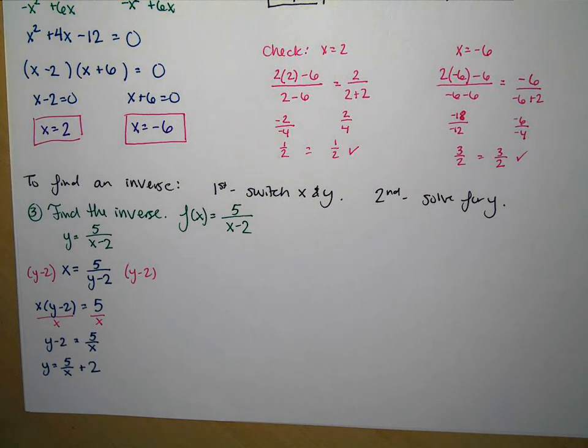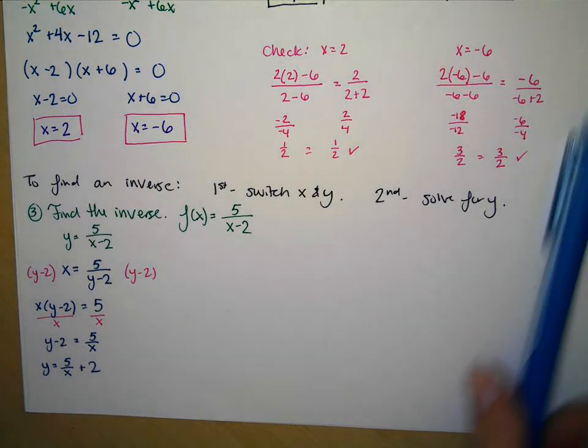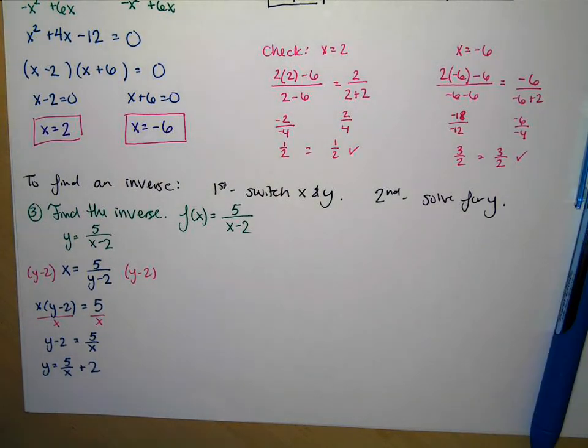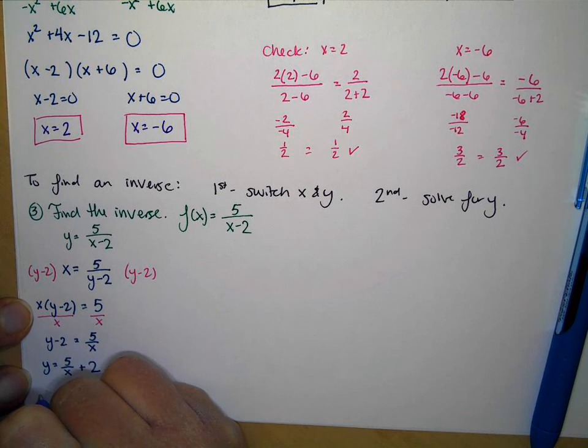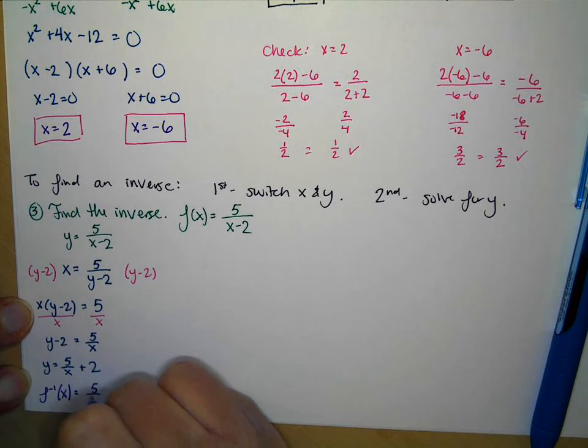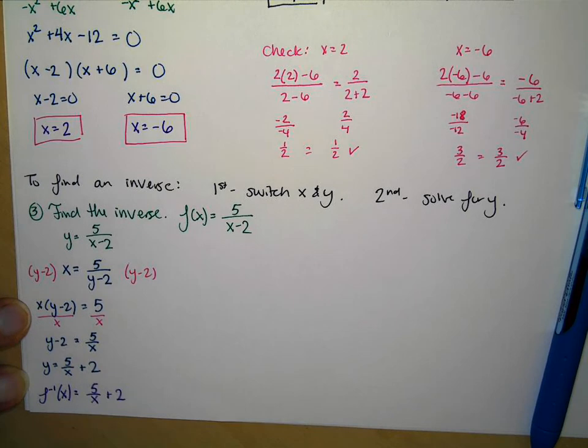If you're doing your assignment online, you would leave it just like this, but you know me, I prefer your answers to be written in function notation. So if I was doing this, my final answer would be the inverse of f of x equals 5 over x plus 2.